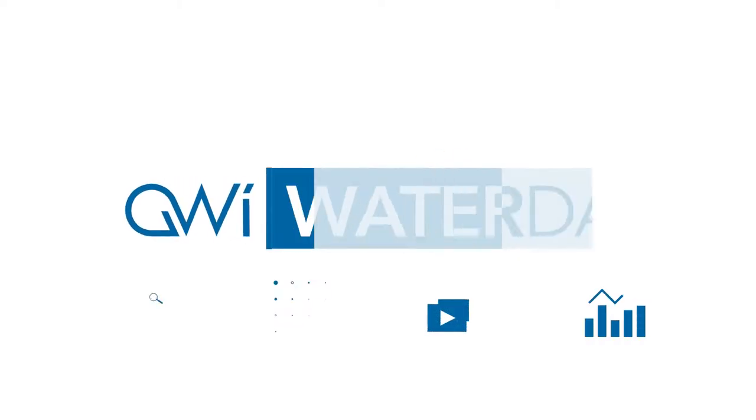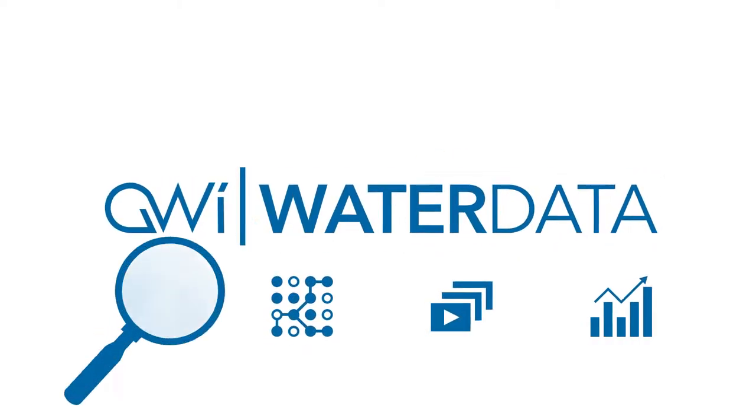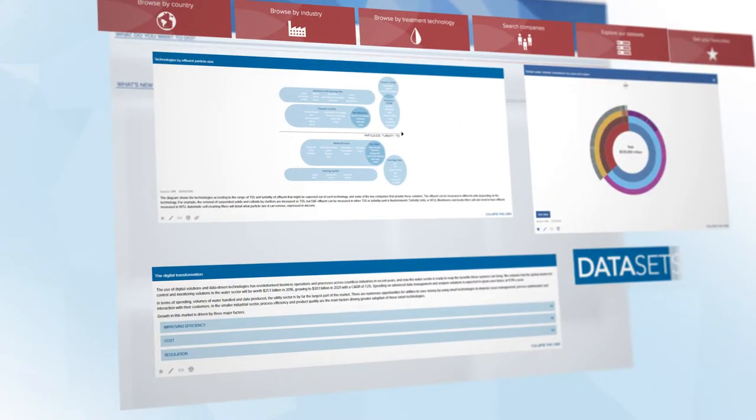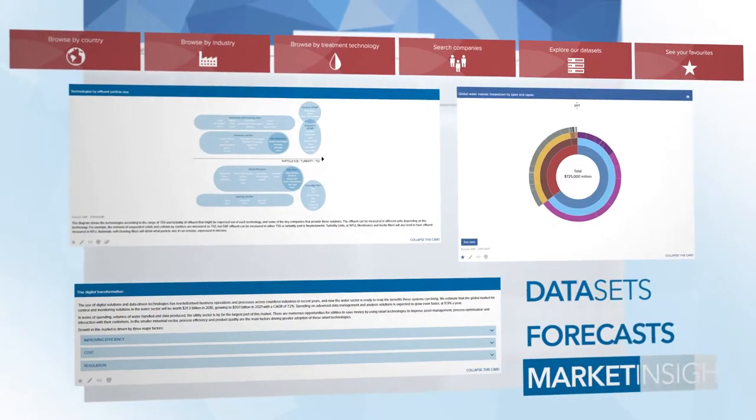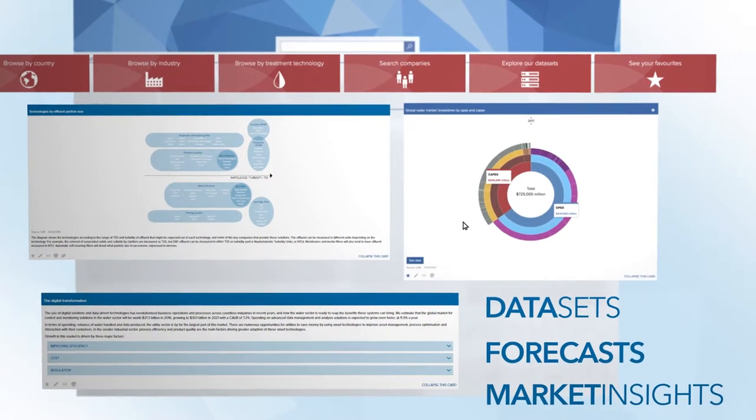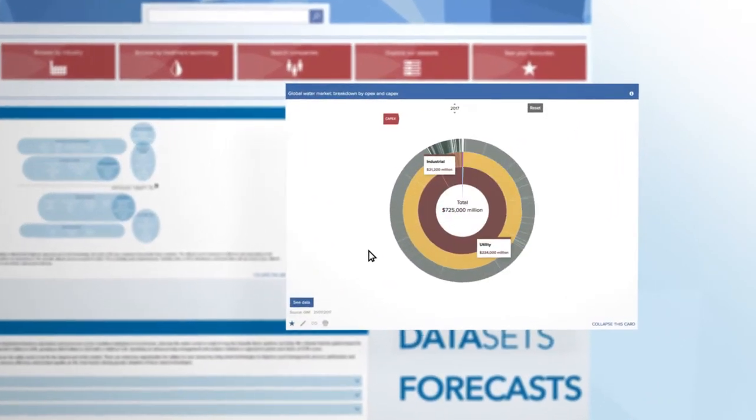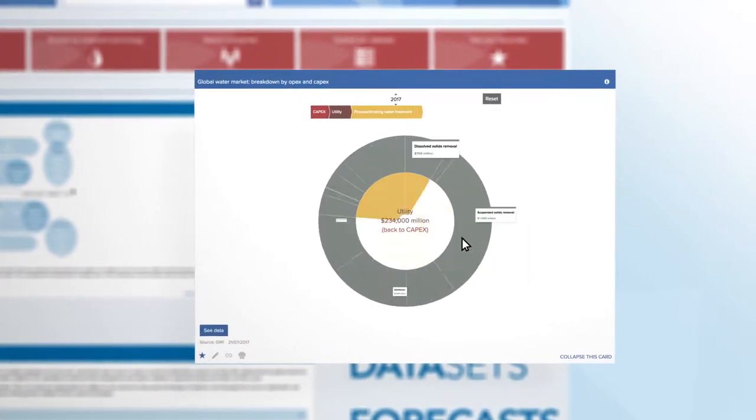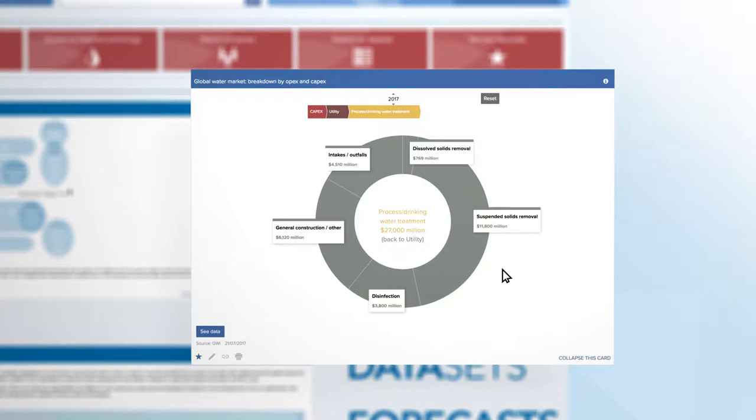Water Data is a single source for all data critical to business planning for the water industry. The water industry is highly fragmented. Water Data consolidates all the data you need to validate and execute your business strategy, including top-level and granular forecasts. Manipulate the data in the way that makes most sense for your business.